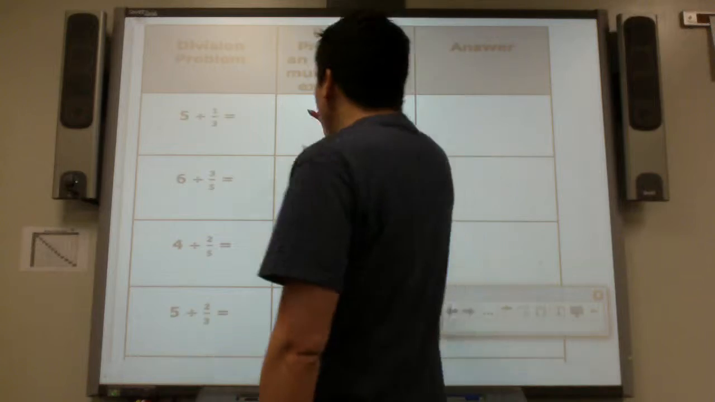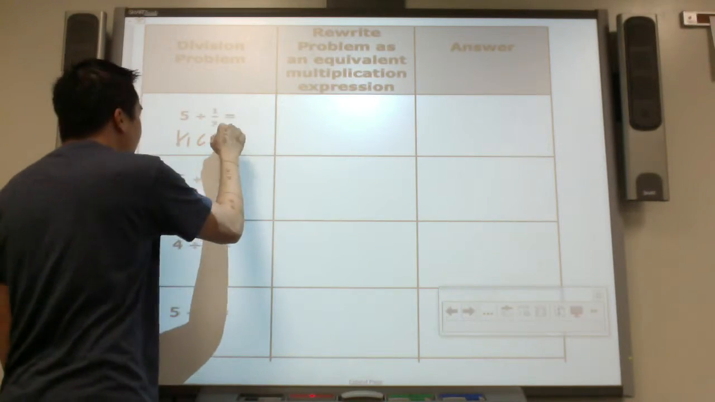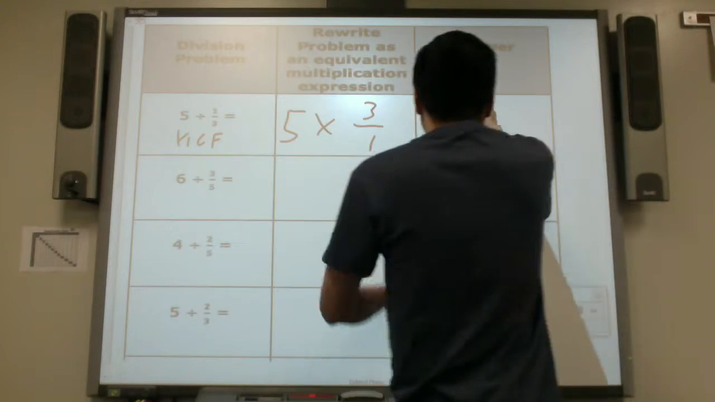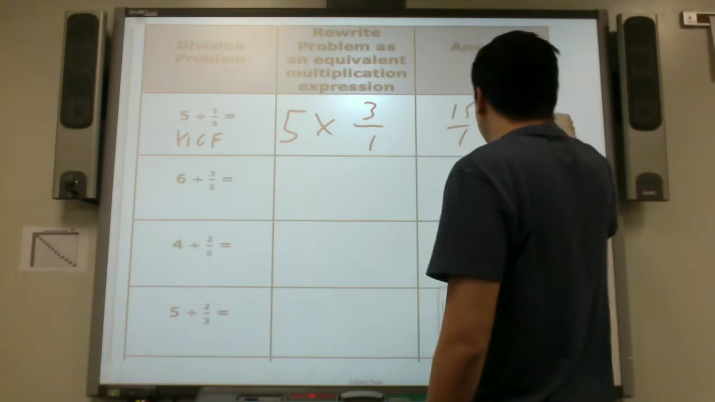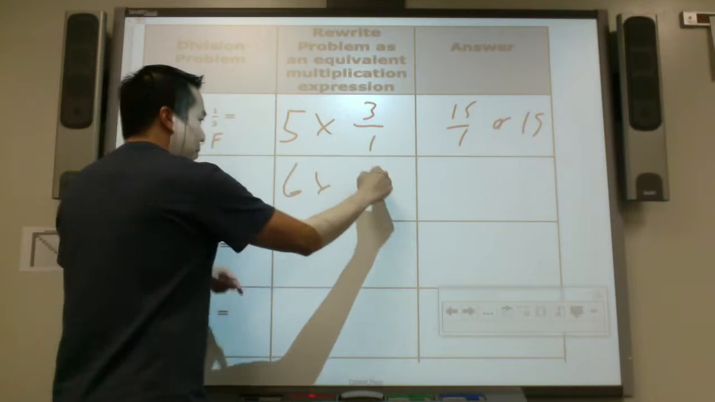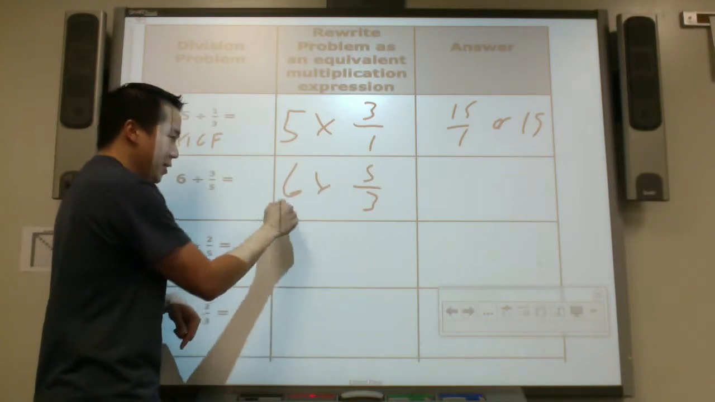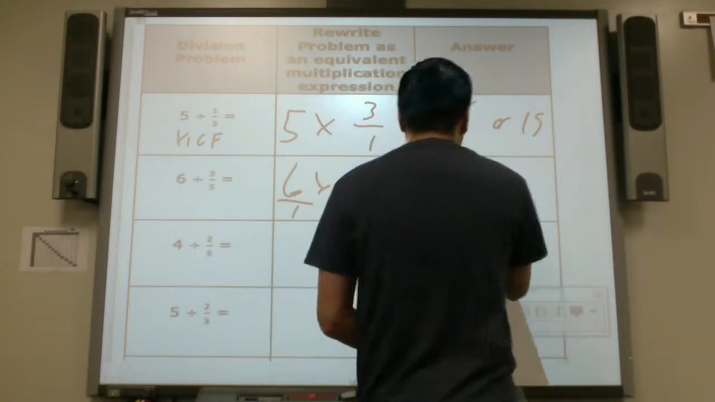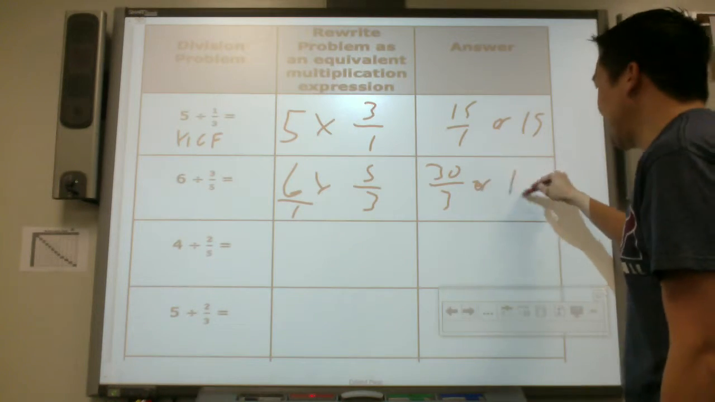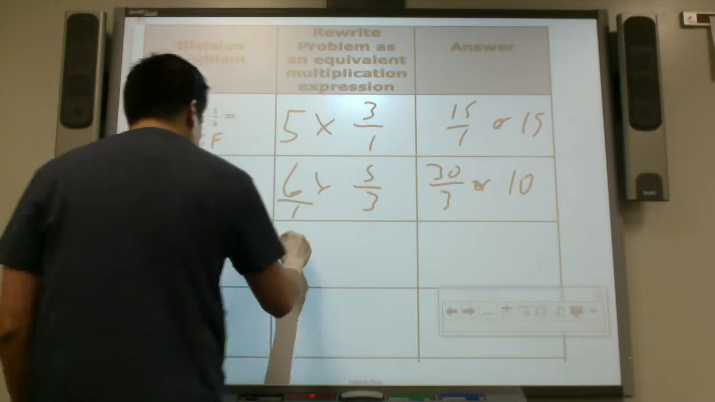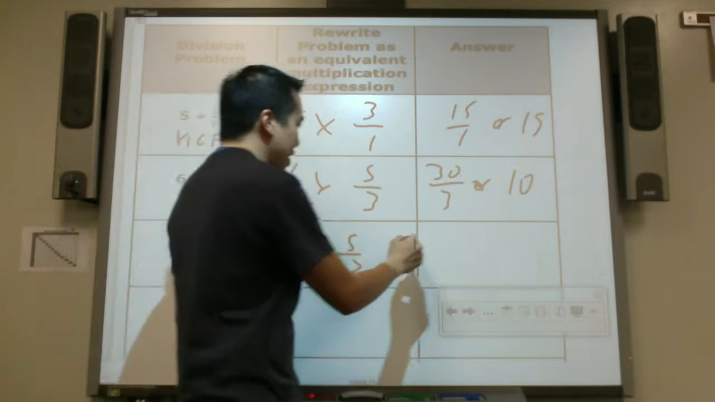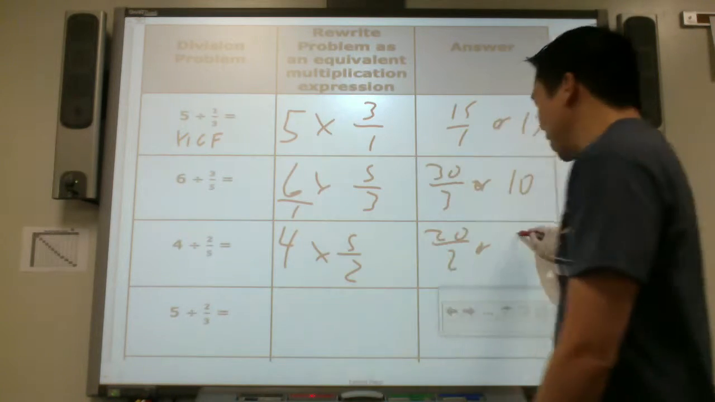Welcome back. So let's turn this. Keep, change, flip. 5 times 3 is 15 over 1, or 15. Keep, change, flip. I want to be Team Ethan. That's 30 over 3. 6 times 5 is 30. 1 times 3 is 3. Or just 10. Keep, change, flip. I want to be Team Connor. 4 times 5 is 20 over 2, or just 10.